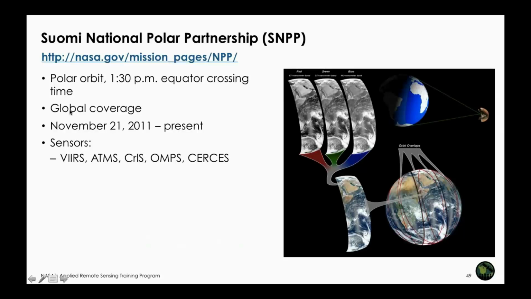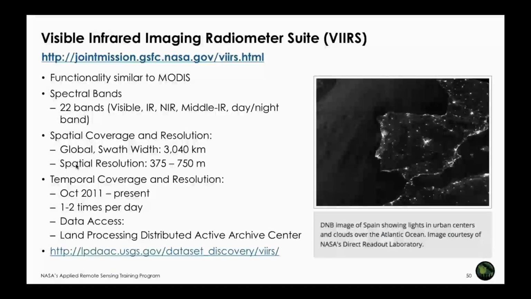Similarly, Suomi NPP is also a polar orbiting satellite with 1:30 a.m. and p.m. equator crossing time. So local time of observation would be 1:30 a.m. and p.m. And the instrument we are going to talk about is VIIRS, that is Visible Infrared Imaging Radiometer Suite.